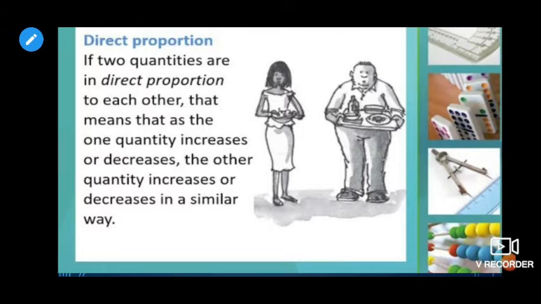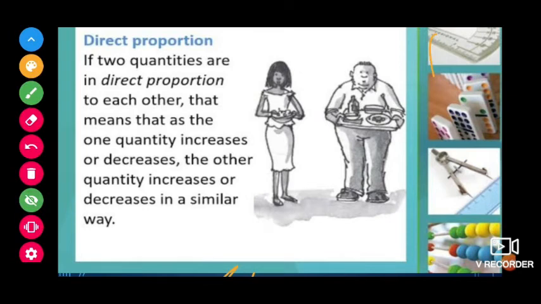Then for 3 persons, how many rotis? 3 twos are 6 rotis. Direct proportion. If the number of persons increases from 3 persons to 5 persons, then how many rotis do I need to serve the 5 persons? 10 rotis. Getting my point? In the same way, if one increases, the other also increases. Then we call that type of proportion a direct proportion.